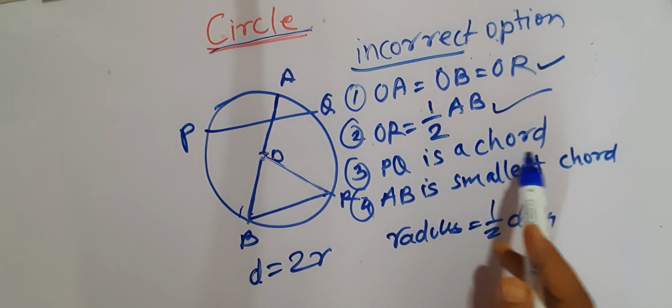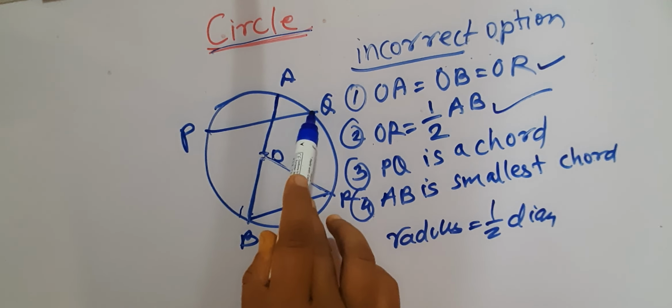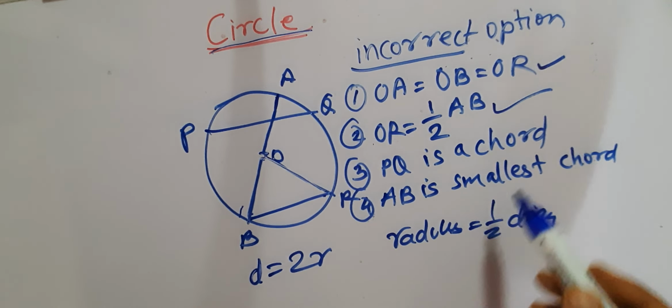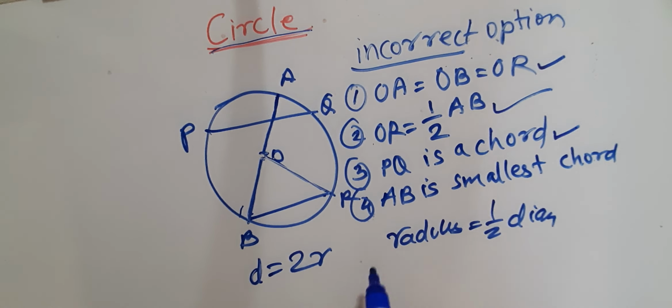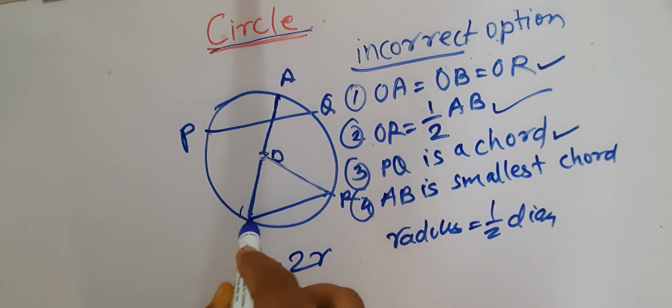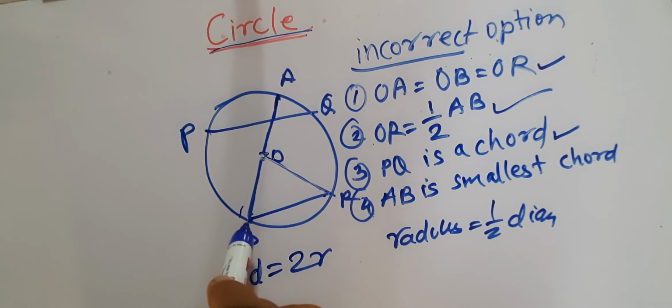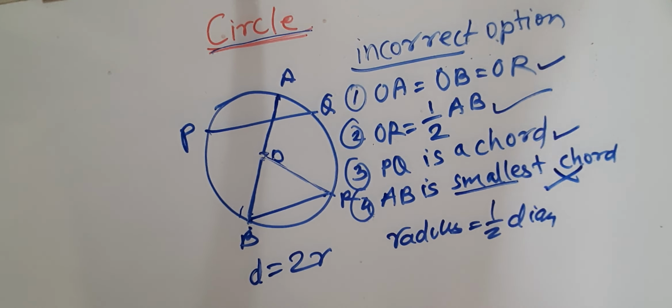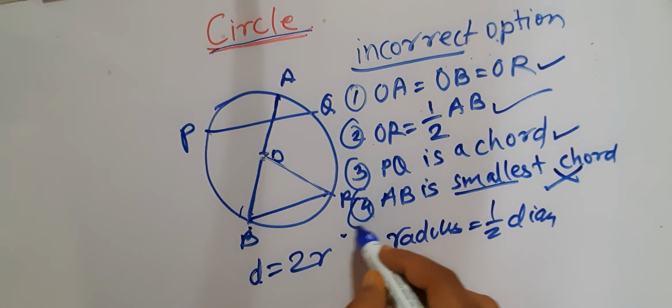PQ is a chord. We know PQ is a chord. That's very simple. A line segment joining any 2 points on the circumference of a circle is a chord. So this is also correct. Now we are left with only the last option, that is, AB is the smallest chord. AB is the diameter of the circle, and what we have learned is that diameter is the biggest chord of a circle. So this one is incorrect. So our answer is number 4.